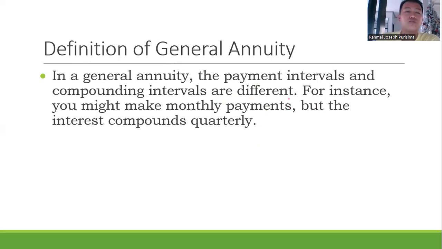Now for the general annuity. In a general annuity, the payment intervals and compounding intervals are different. So again, the intervals for payment and compounding are different. For instance, you might make monthly payments, but the interest compounds quarterly. So you are paying monthly, but the interest is compounding quarterly. They are different. So that is a general annuity.